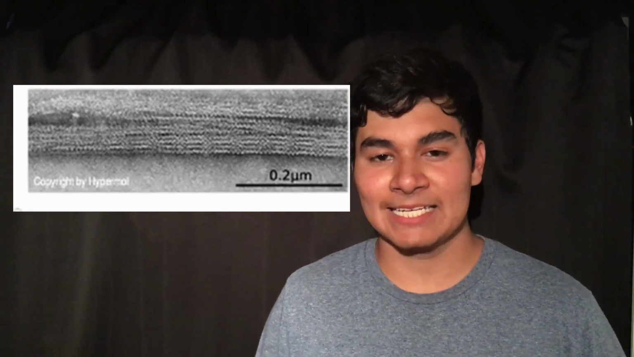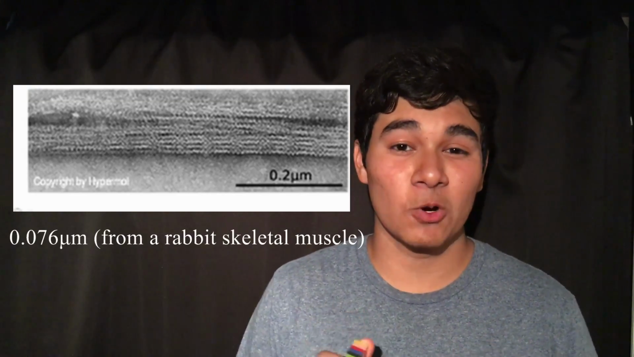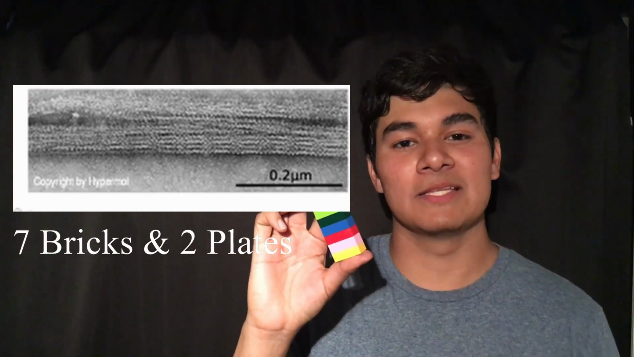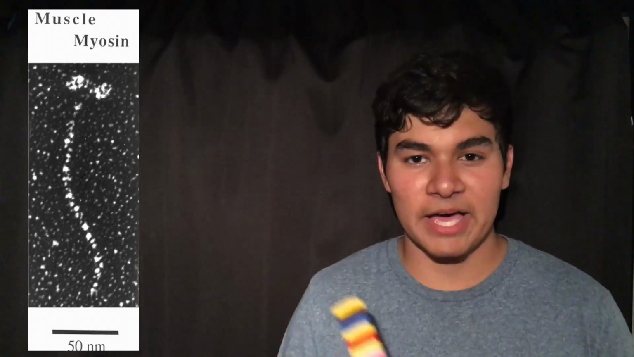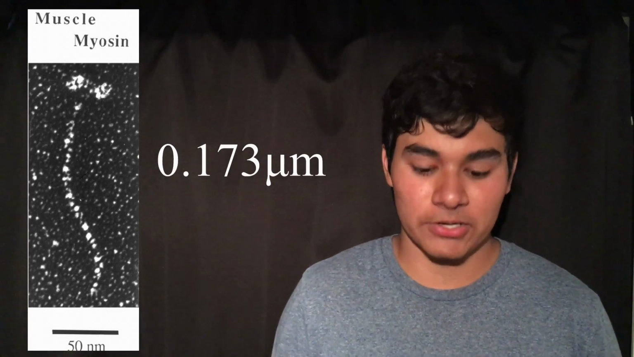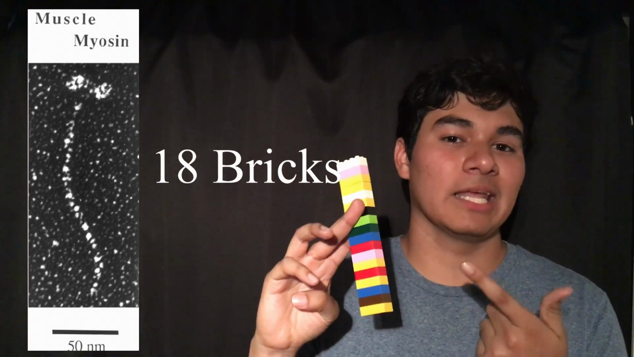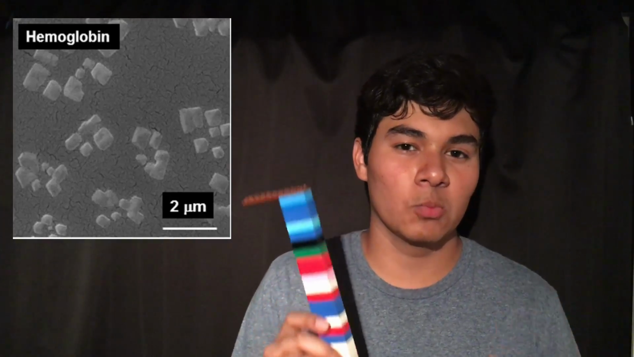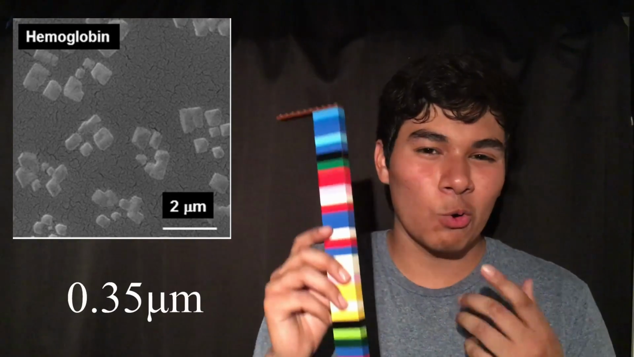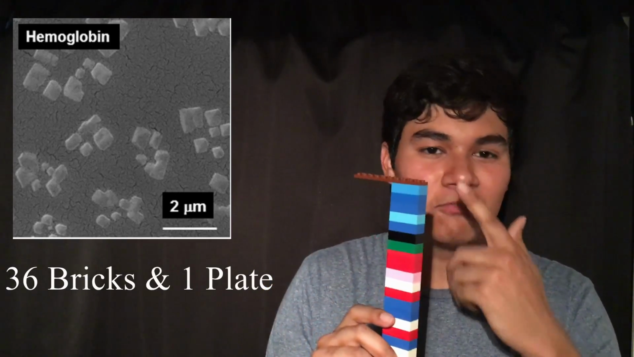Next, we'll be looking at this actin bundle that I found that measures out to be 0.076 micrometers, or 7 bricks and 2 plates. The next protein we'll be looking at is myosin, which measures out to be about 0.173 micrometers, or about the size of 18 Lego bricks. Lastly, we'll be looking at hemoglobin, which measures out to be about 0.35 micrometers, or 36 Lego bricks and a flat plate. Now we'll move on to the organelles that are inside of a cell.